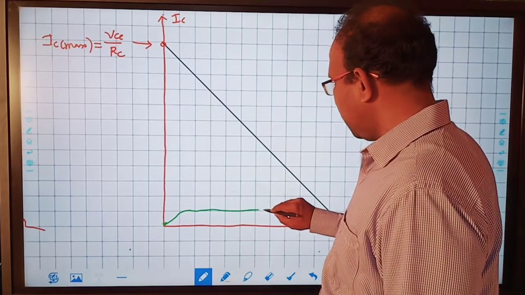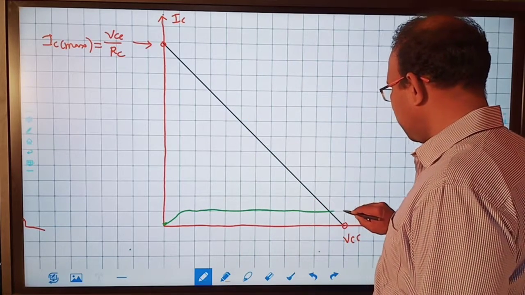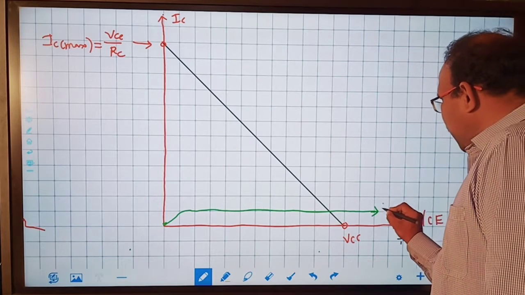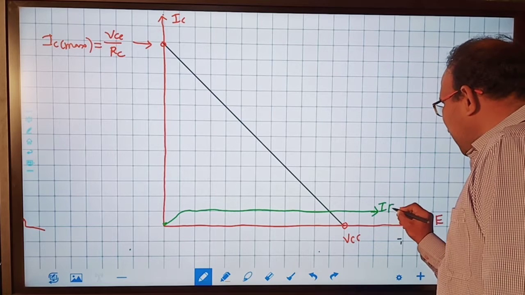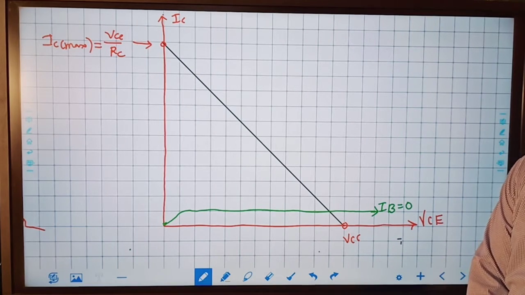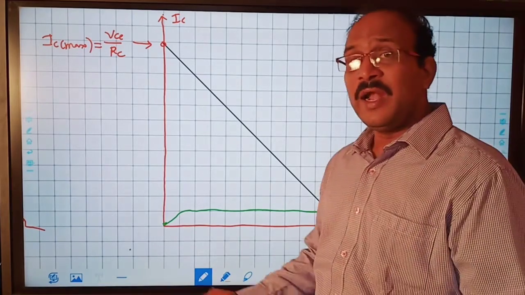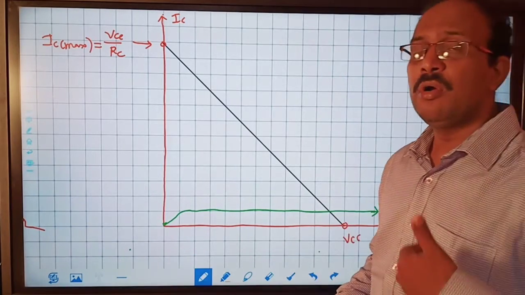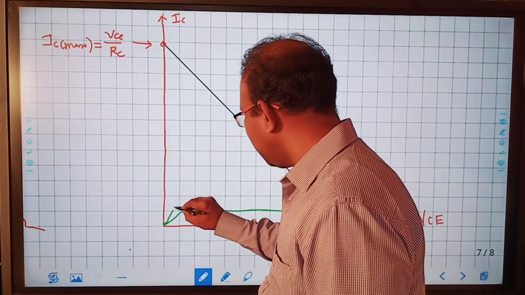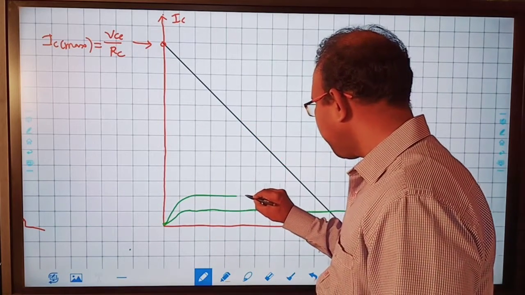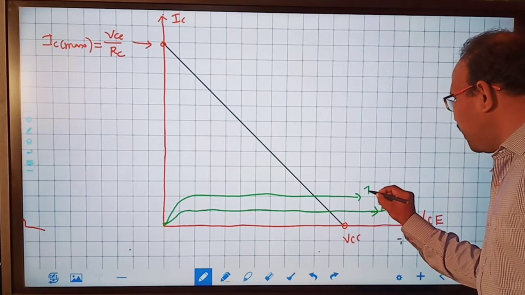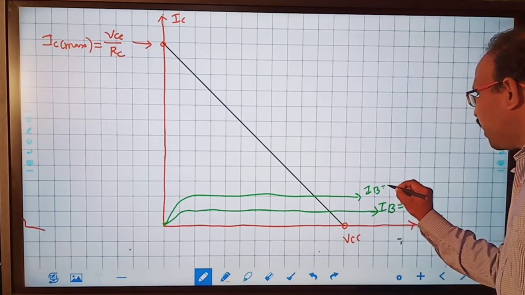See, that time also some current flows. Correct? This is negligible when from input side IB equals to 0. Okay. Now if I increase IB, again take the experiment. Suppose if I do again with IB equal to 10 micro, that time I get this type of graph. This is for what? IB equals to 10 microampere.